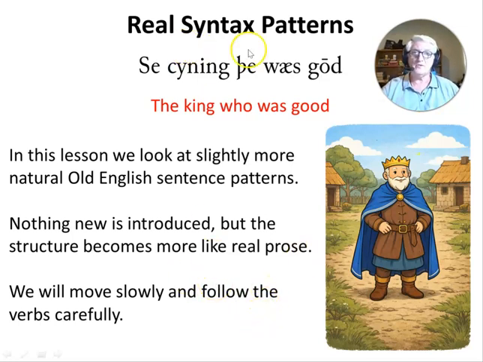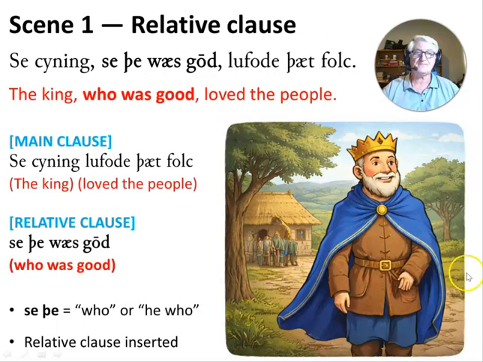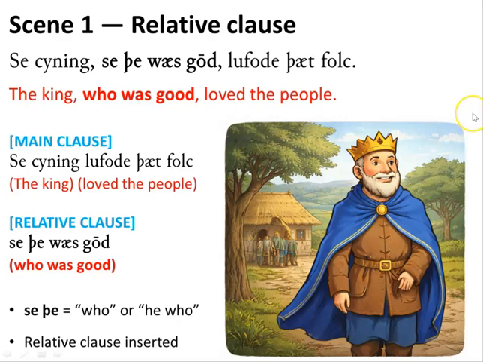All right, so real syntax patterns. Se cyning, þe wæs gōd. The king who was good. In this lesson, we look at slightly more natural Old English sentence patterns. Nothing new is introduced, but the structure becomes more like real prose. Everyday language and how we'd write it down. We'll move slowly and follow the verbs carefully. Okay, so let's go here. Next page. And I think it's best I hide that, no distractions.